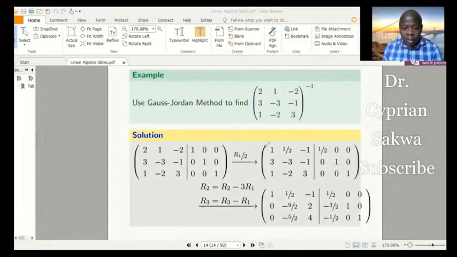We use this one that we created to have zeros elsewhere in column 1. So you need a 0 here and a 0 here. So how do we achieve a 0 in row 2? I've said that to get a 0 in row 2, you'll take row 2 minus 3 row 1. And to get a 0 in this position, we'll take row 3 minus row 1. So let's just do these operations.